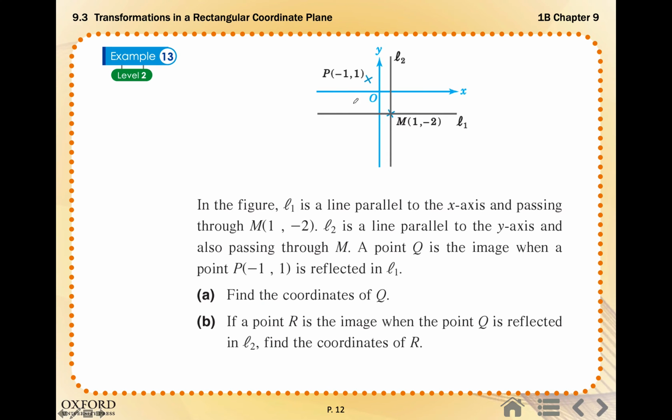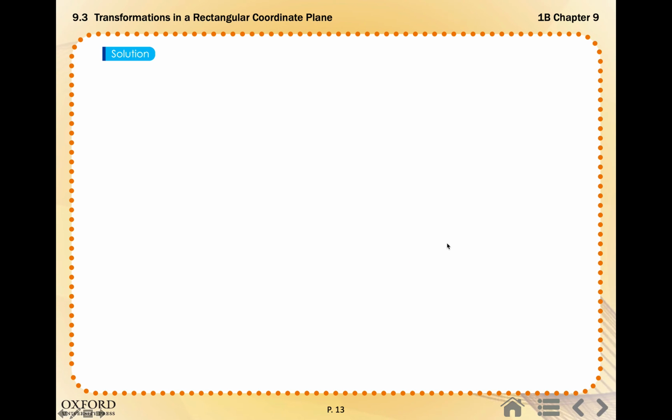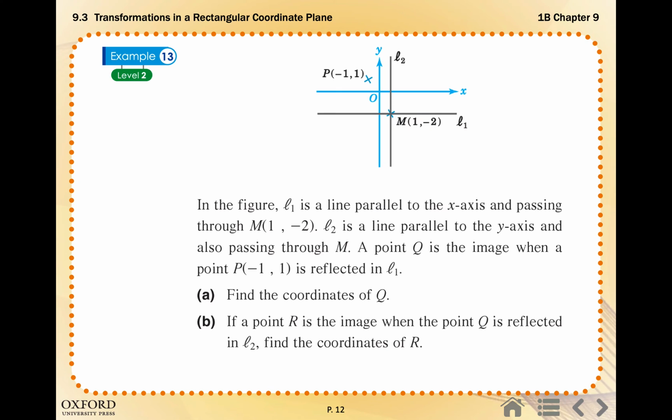When the point P is reflected in L1, that means the image of P should be here. I just draw it roughly. I told you that the picture, I mean the figure, is very important in doing such problems. So you may draw the figure roughly like this. And then you know that after the reflection, the image should be here. And we call the image Q. Maybe I draw again about this, sorry. Okay, after the reflection here, this is the point Q.